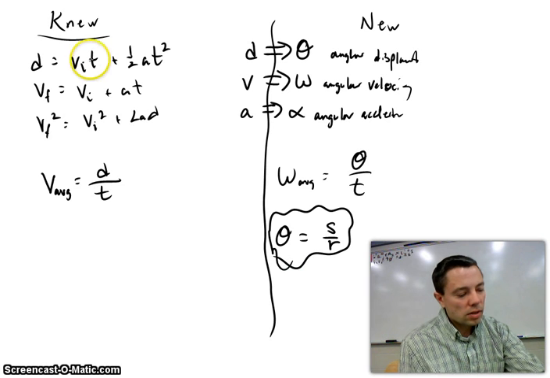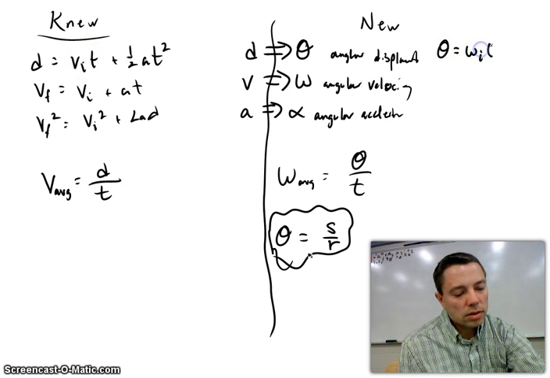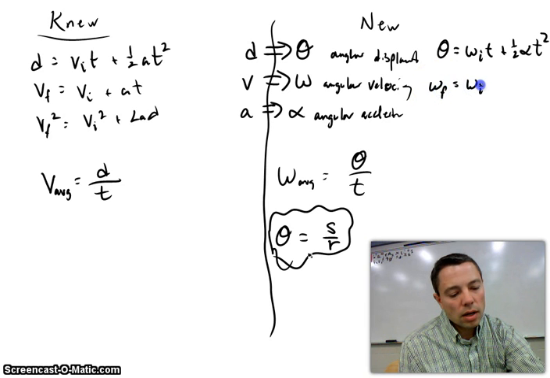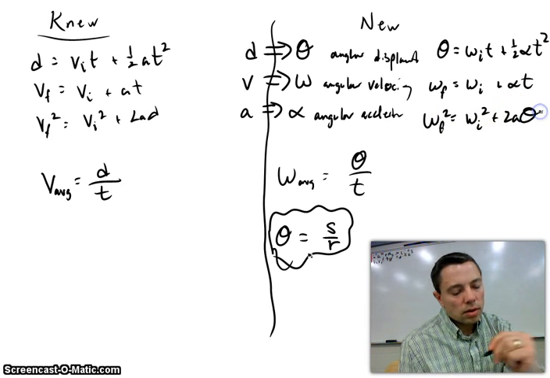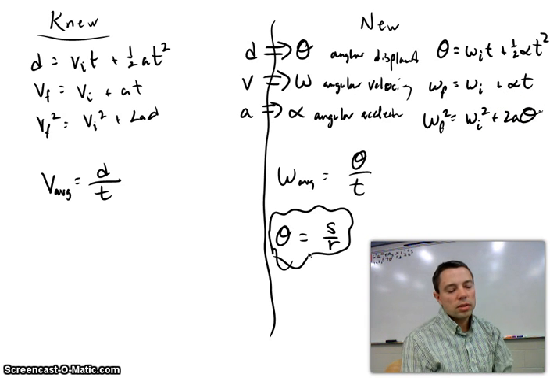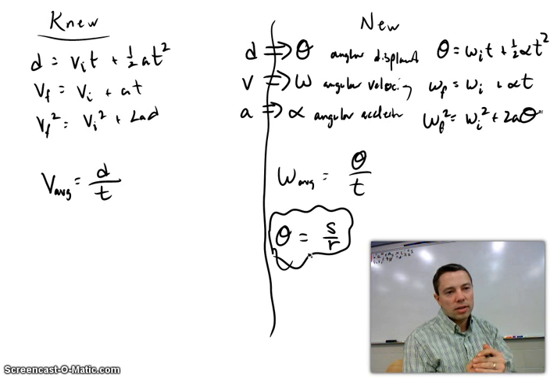All of these then transferred into theta equals omega i t plus 1/2 alpha t squared, omega f equals omega i plus alpha t, and omega f squared equals omega i squared plus 2 alpha theta. So these are the relationships that we looked at kinematically. When we got to the point where we had these good relationships, what did we do next?